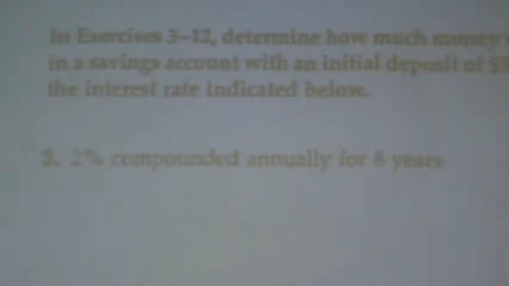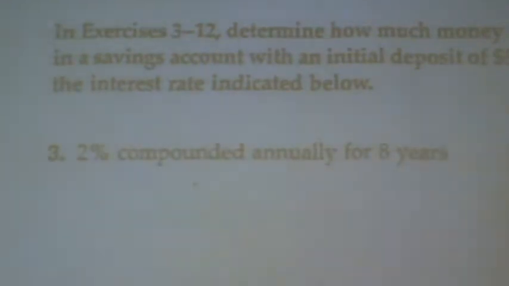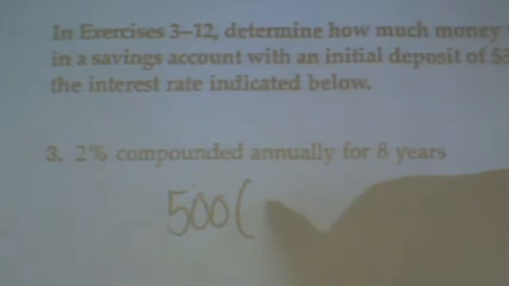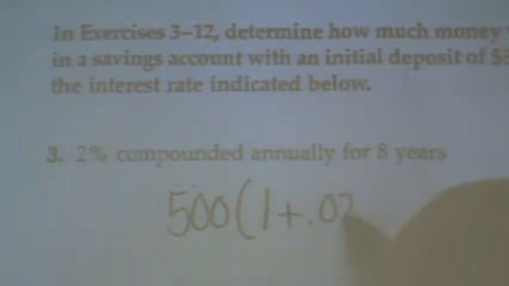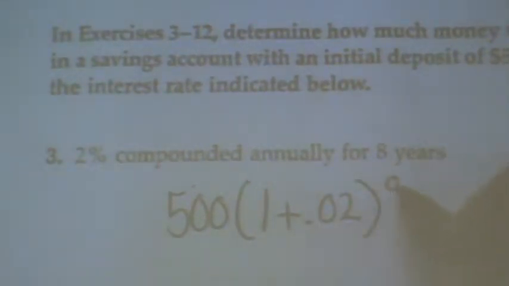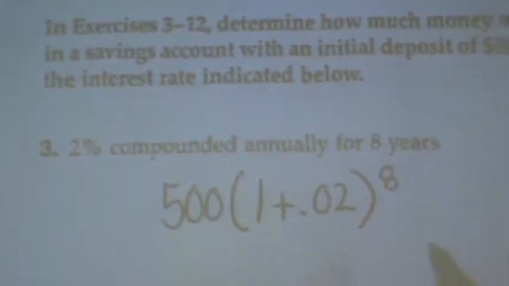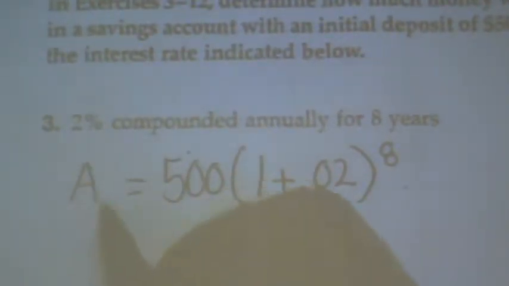Number 3, in exercises 3 through 12, determine how much money will be in a savings account with the initial deposit. So P is gonna be $500, and the interest rate is indicated below. So you gotta read it. Number 3, 2%, and we're compounding annually. This is easy. We're gonna take $500, compound interest annually, so it's 1 plus 0.02, and you're just gonna raise this to the 8th power. Anyone have an answer? 585.